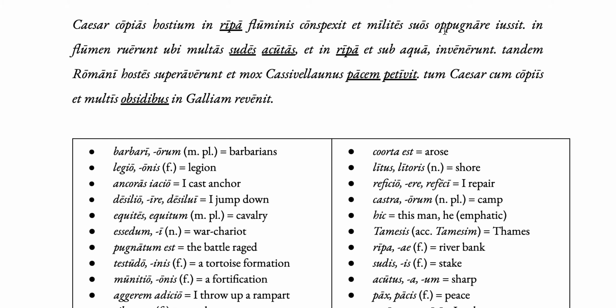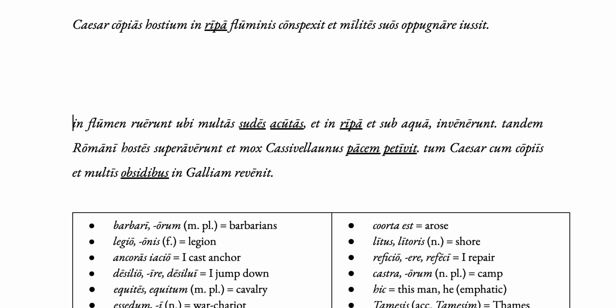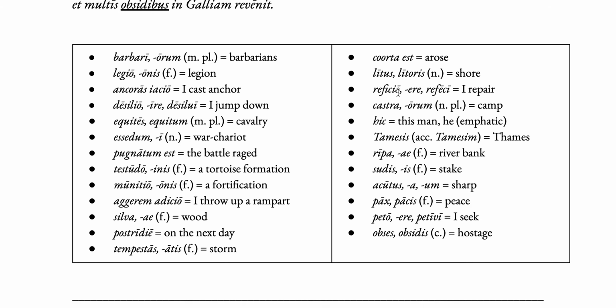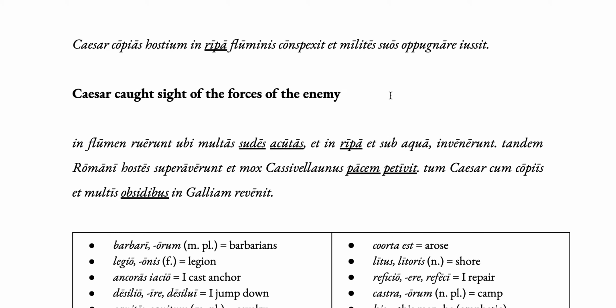Okay. Then, next sentence. Caesar. Conspexit is the main verb, caught sight of the copias hostium, the forces or troops of the enemy. Hostium, again, genitive plural. Copias has an accusative plural ending like puellas, so it is the object. Caught sight of or noticed the forces of the enemy in ripa fluminis. A ripa is a riverbank. So in ripa means on the riverbank. And fluminis is genitive singular of flumen, so it means of the river.